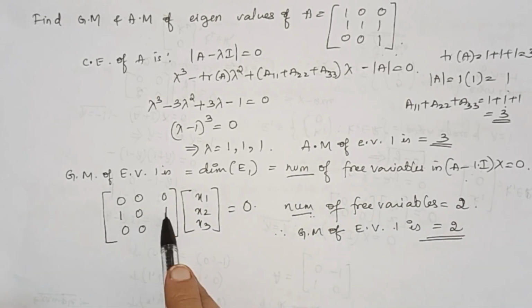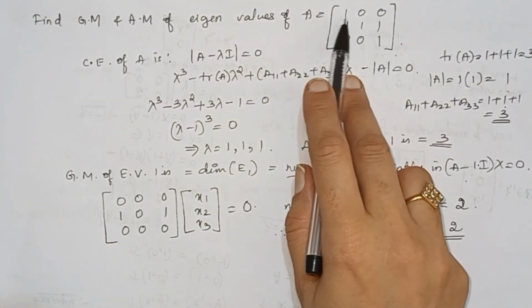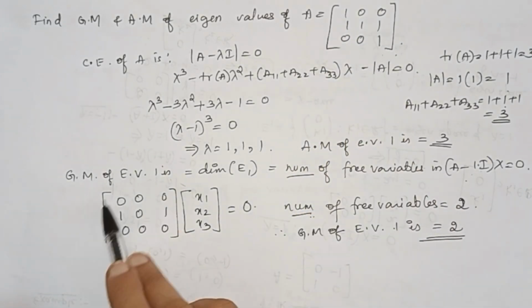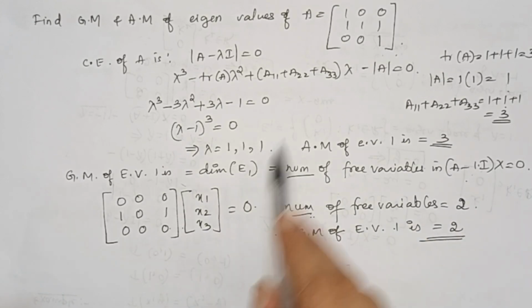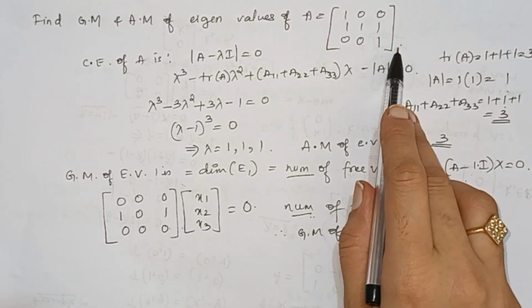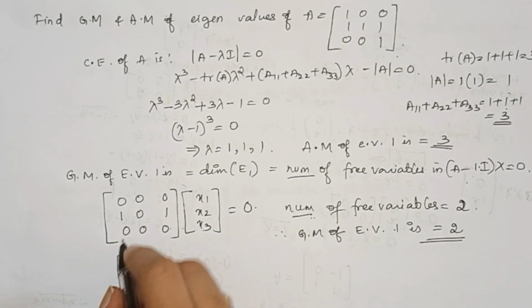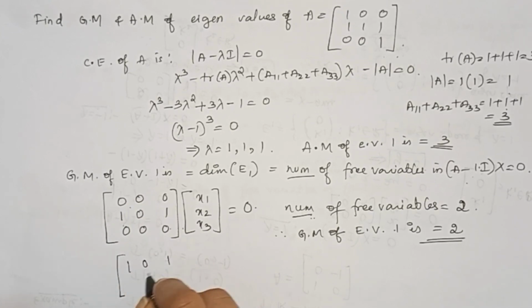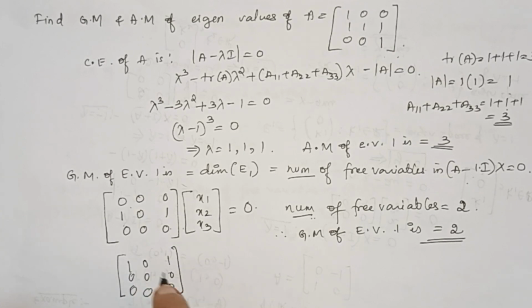Now A minus I gives you, from the diagonal elements subtract 1: 0, 0, 0, 0, 1, 0, 1, 0, 0, 0. This is your A minus I. Into x, I had taken x1, x2, x3 because it is a 3 by 3 matrix. Now to write it in row echelon form, what we should do is just interchange the first row and second row. You will get 1, 0, 1, 0, 0, 0, 0, 0, 0. Now you have to count the number of free variables. How to count the number of free variables?